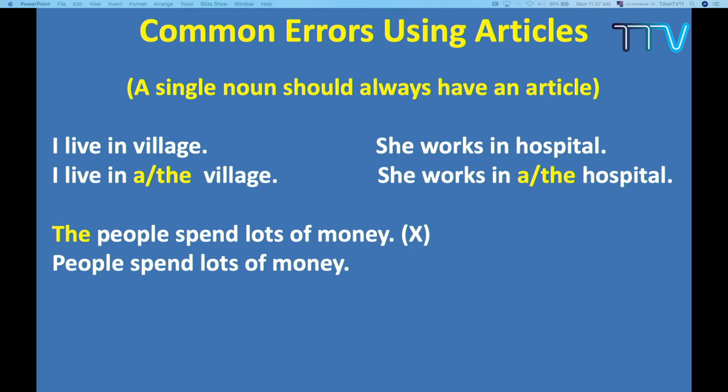I'm sure you used to make this kind of mistake. I also make this kind of mistake. From today onward, let us all make a pledge not to repeat this mistake. Likewise, she works in hospital. We are not talking about plural, we are talking about singular. So whenever we use a singular noun, make sure you use an article. She works in a hospital.